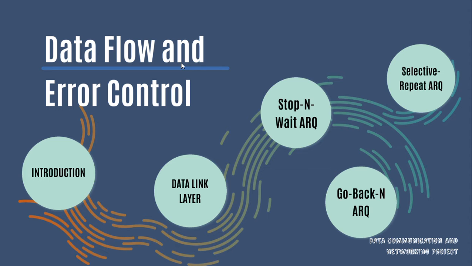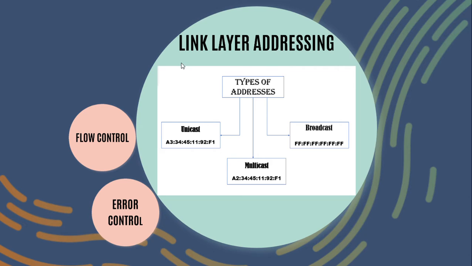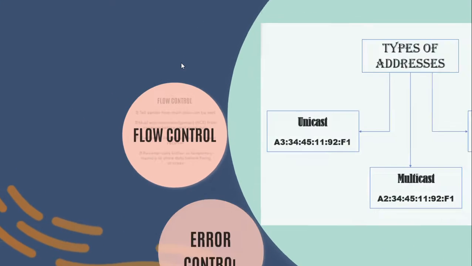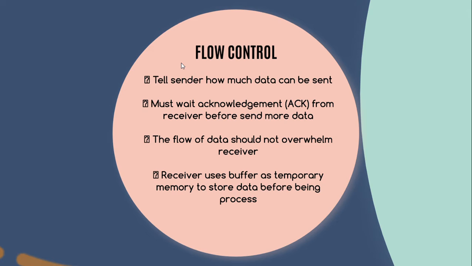So let's see the data link layer. Okay, this is types of addresses: unicast, multicast, and broadcast. We go for flow control. Flow control coordinates the amount of data that can be sent before receiving an acknowledgement. It is one of the most important duties of the data link layer. Flow control tells the sender how much data to send. It makes the sender wait for some sort of an acknowledgement, ACK, before continuing to send more data.